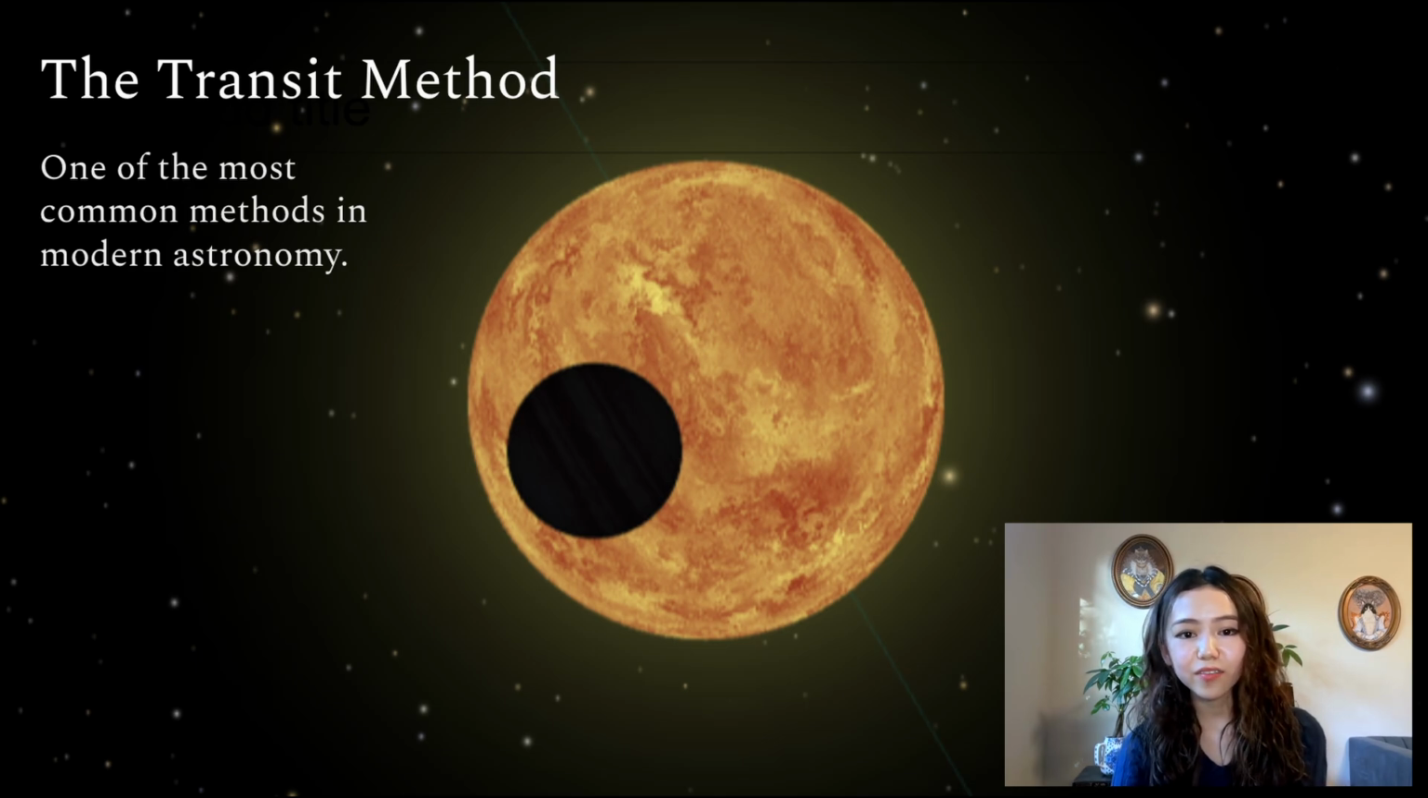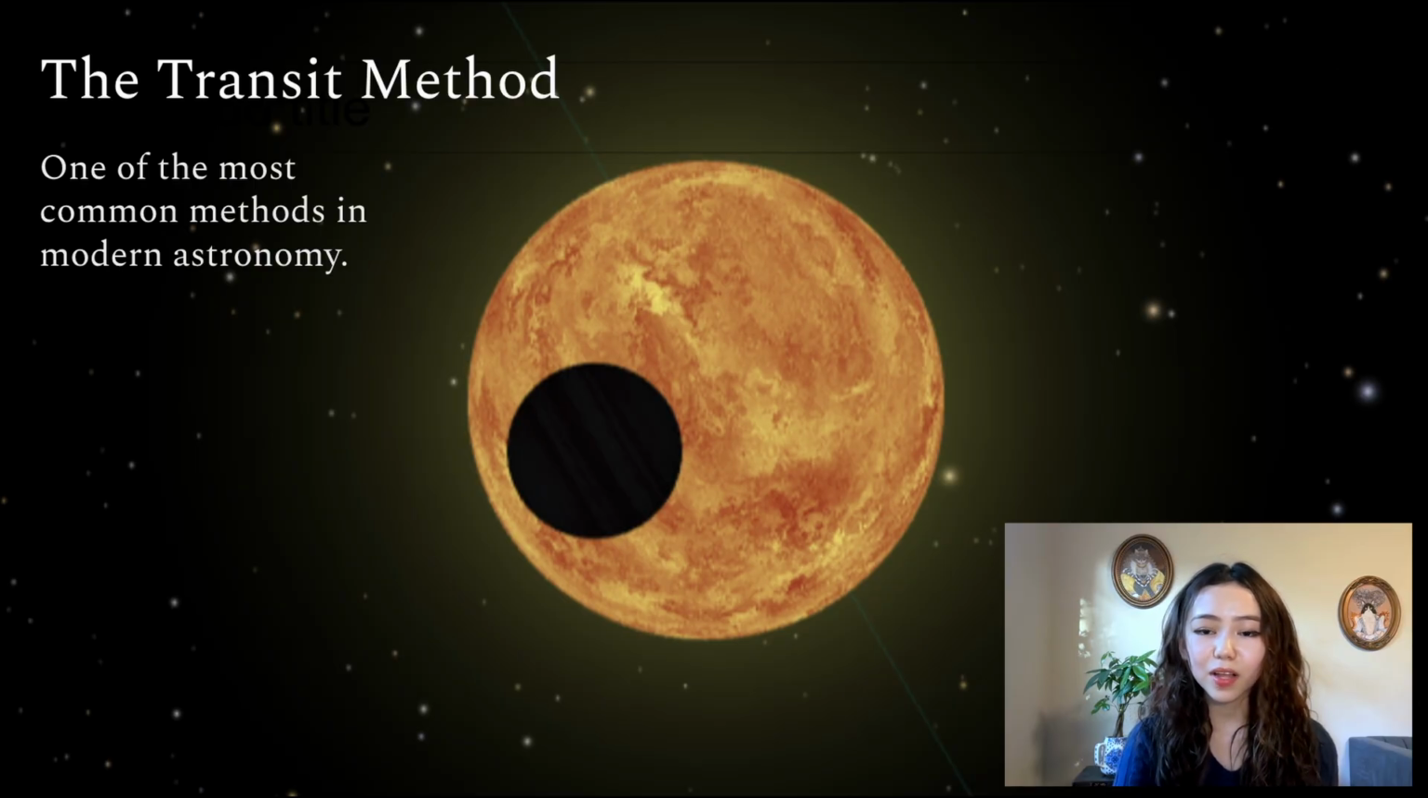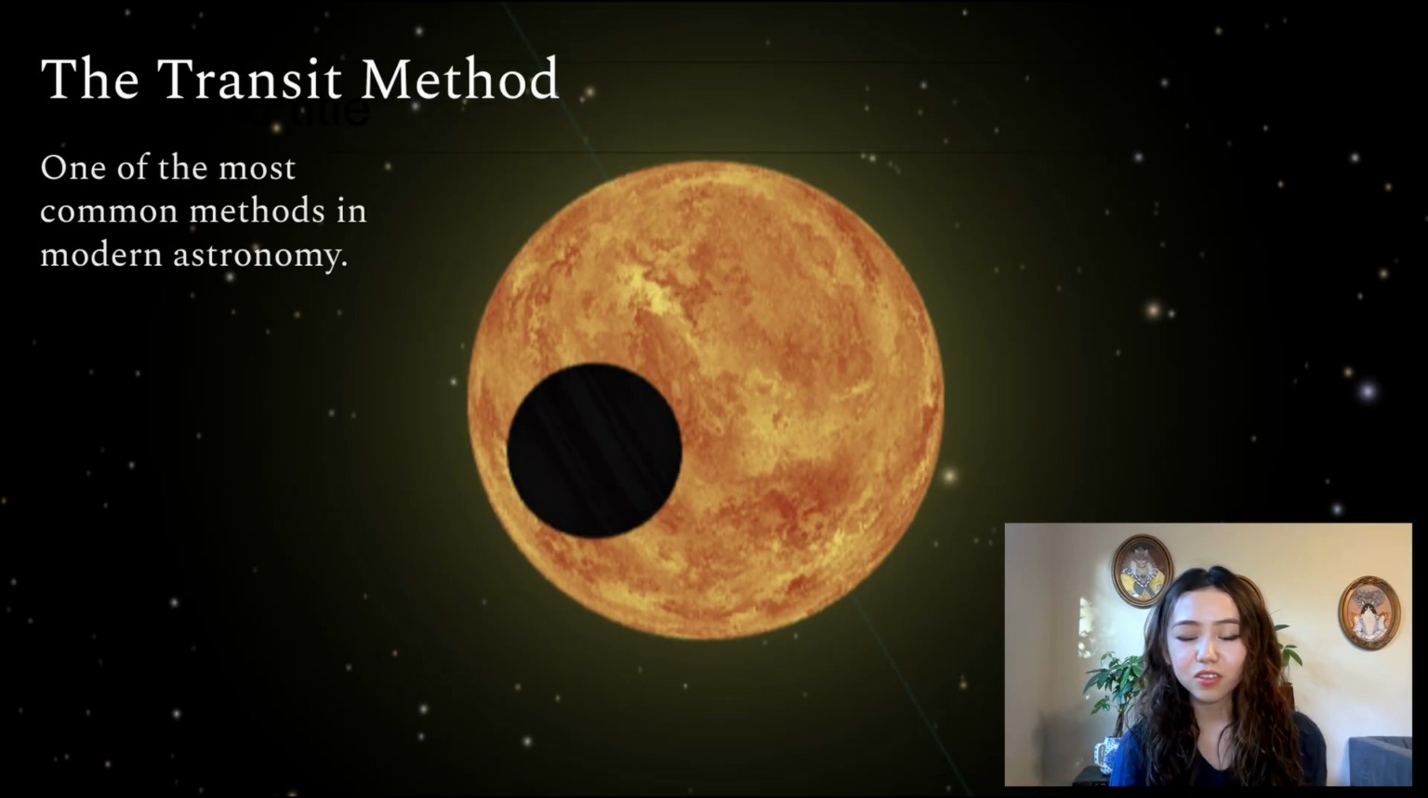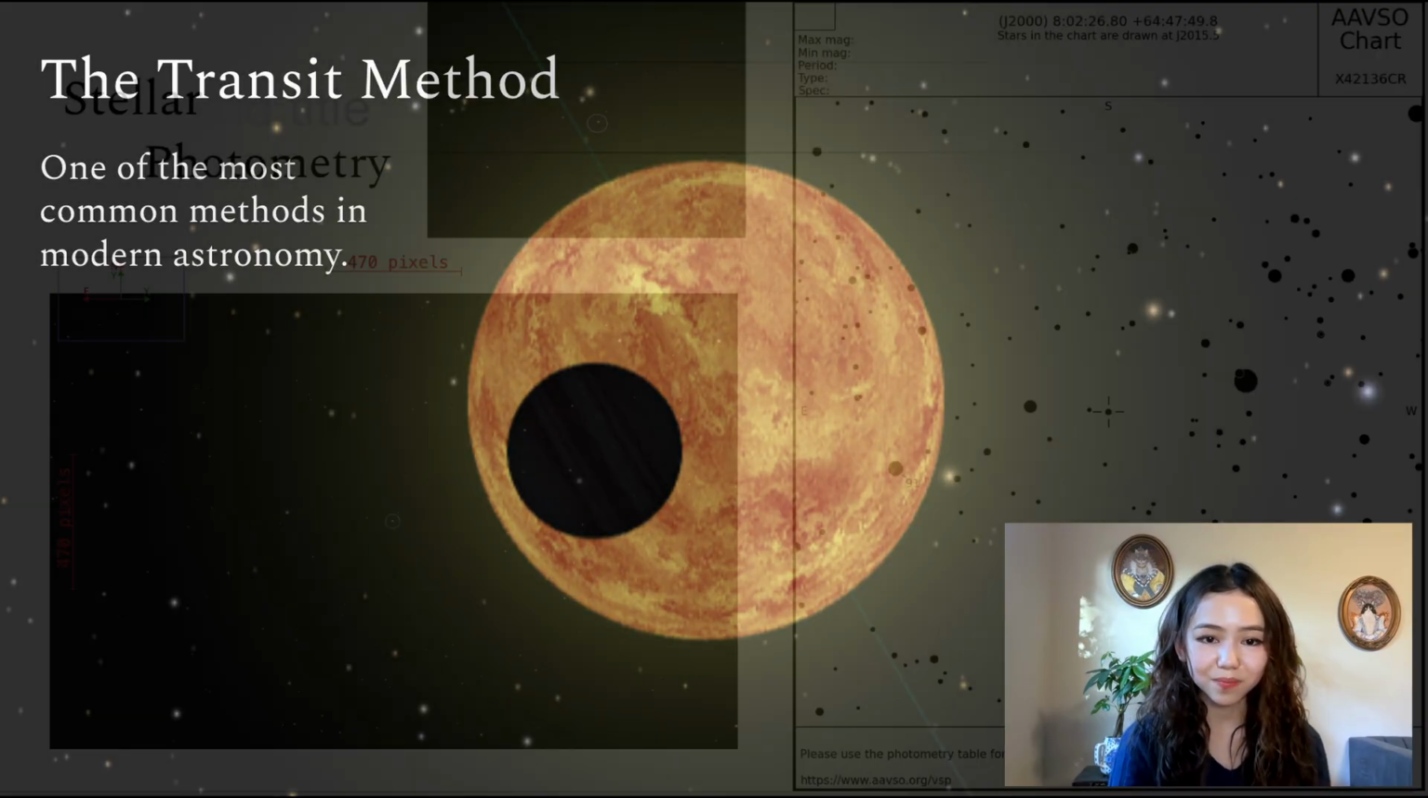In this method, if a planet's orbit is correctly aligned, it will periodically pass in front of its star from our point of view. And when that happens, the planet blocks a small fraction of the star's light, which causes a temporary dip in brightness. Even though this dip is usually very small, it can still be measured with precise observations over time.